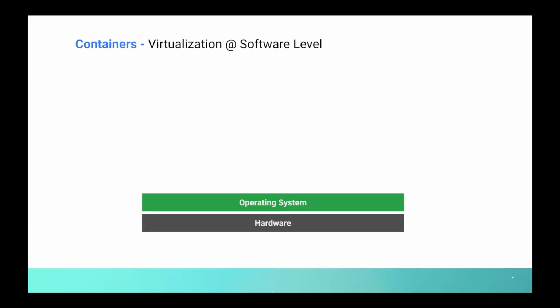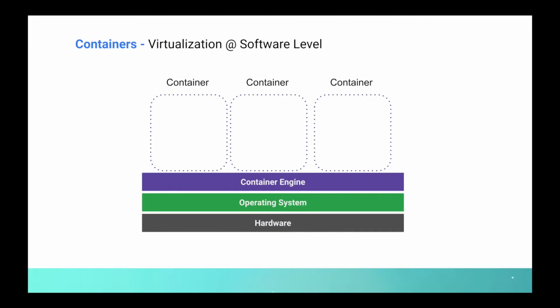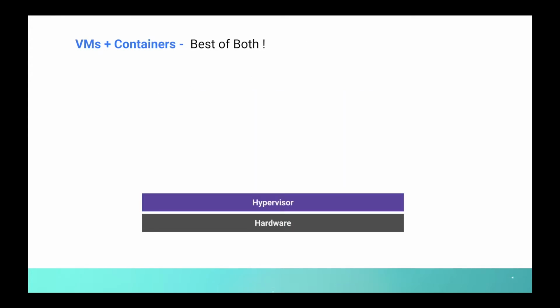In case of containers, the virtualization happens at the software level. So you have hardware and you have a kernel like a Linux operating system, and you have a container engine which helps isolate different applications and package the libraries and dependencies along with it so that you can easily move between the systems.